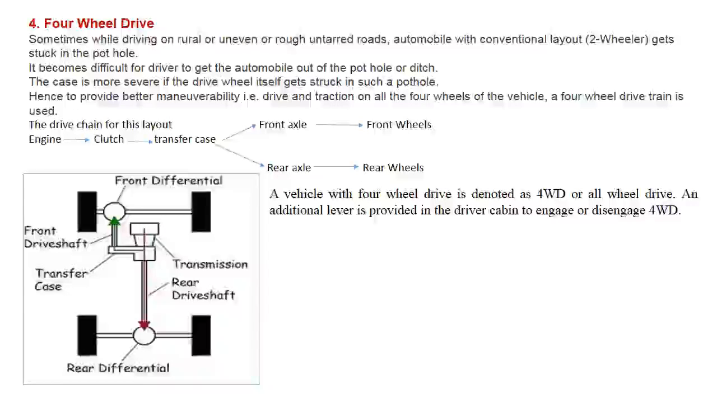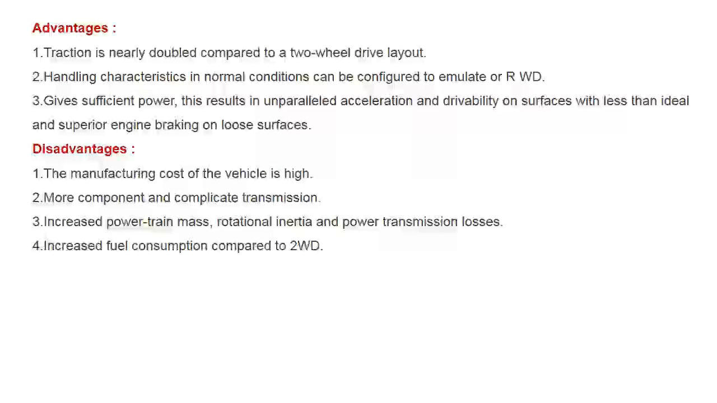So generally the driver is going to use the two-wheel drive on the highways. For off-road purposes, meaning on uneven, rural or untarred roads, the driver is going to engage the four-wheel drive. Right. So there are certain advantages of this four-wheel drive. Let's see which are the advantages.